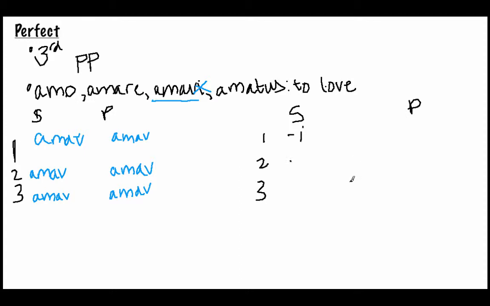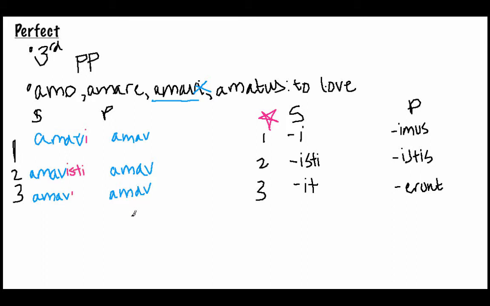And it's i, isti, it, imus, istis, and erunt. Okay, so let's go ahead and conjugate. And all you do again is you add these endings right here onto the end of your stem, which we already went ahead and copied down. So it's just i, isti, it, imus, istis, and erunt.